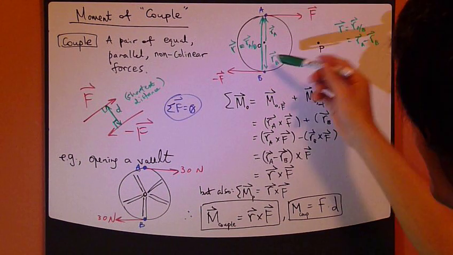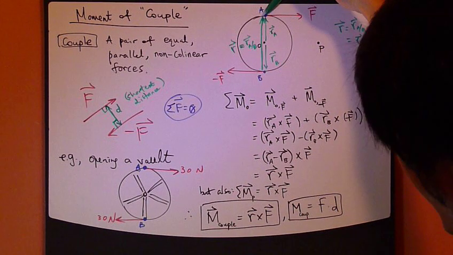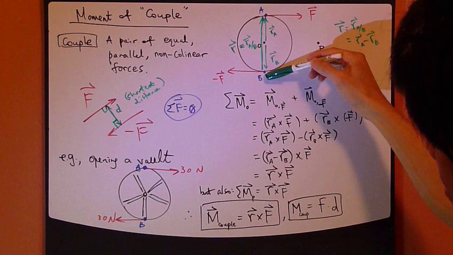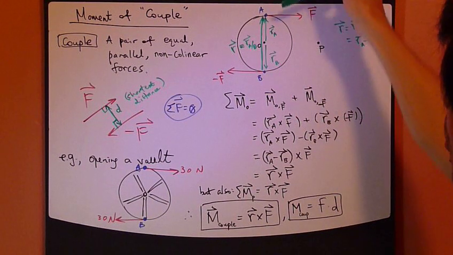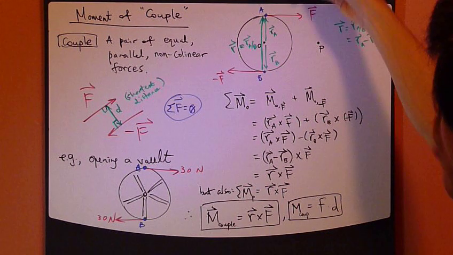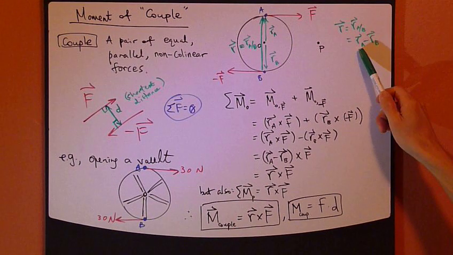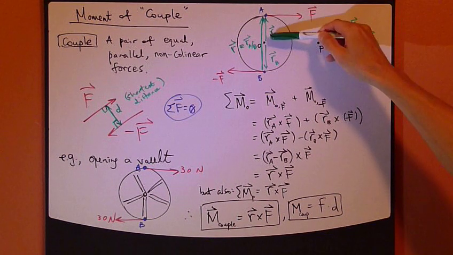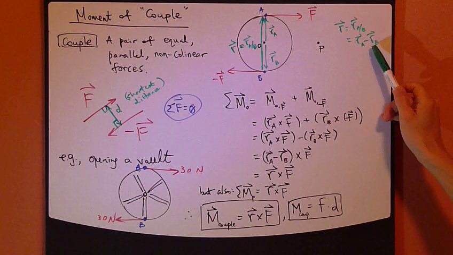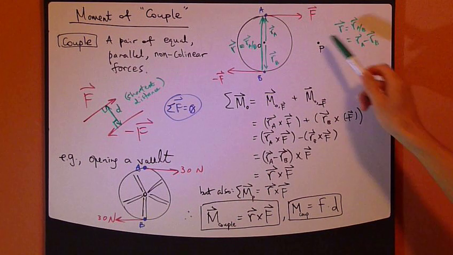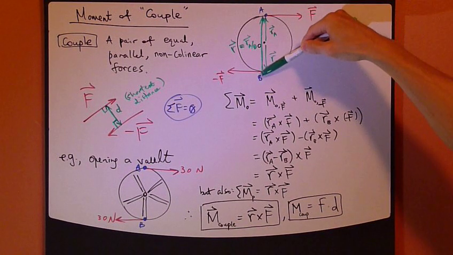And that's exactly the position of A relative to B, which is R A slash B. So the position of A relative to B, by definition, is exactly RA minus RB. So we just call it R. It's called this big position vector, R.